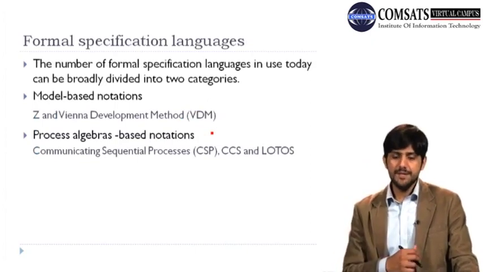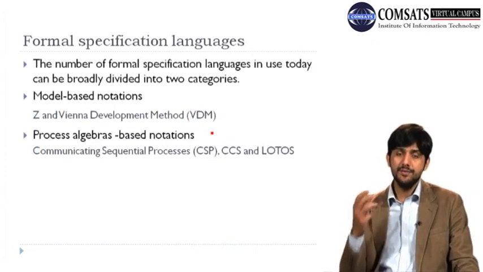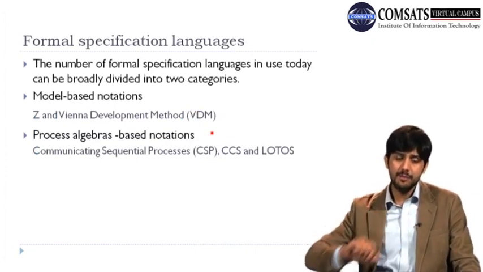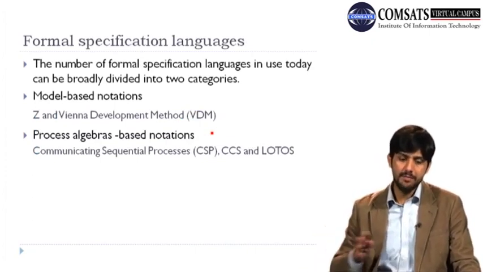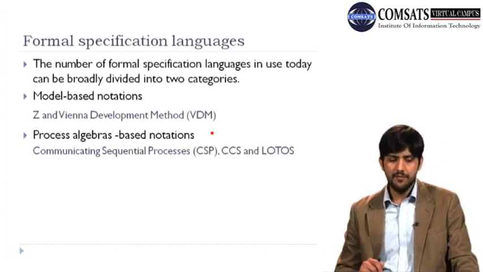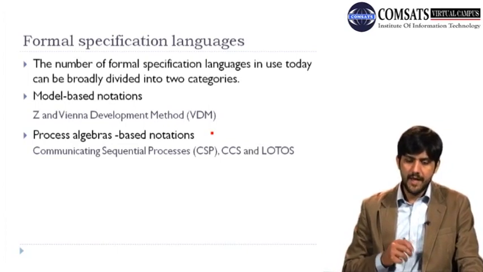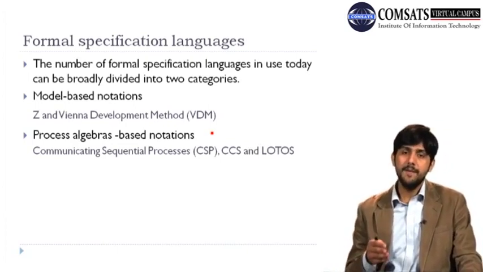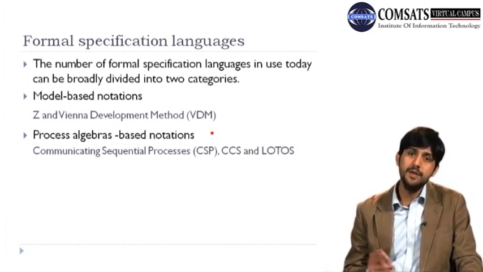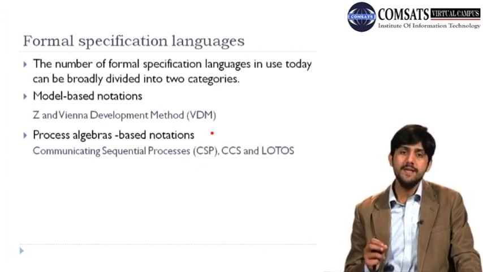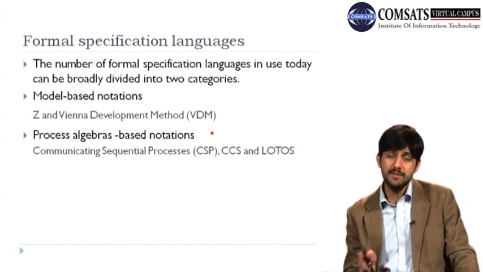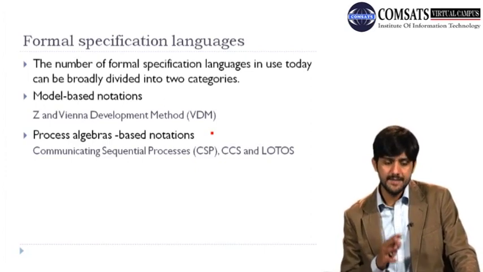So the number of formal languages in use today can be broadly divided into two categories. There are different categories of these formal specification languages. We have model-based notations, and we have process algebra-based notations. In this course, in today's lecture and in our next lecture, we are going to look at model-based notation, and specifically, as I said, we are going to look at the Z language.